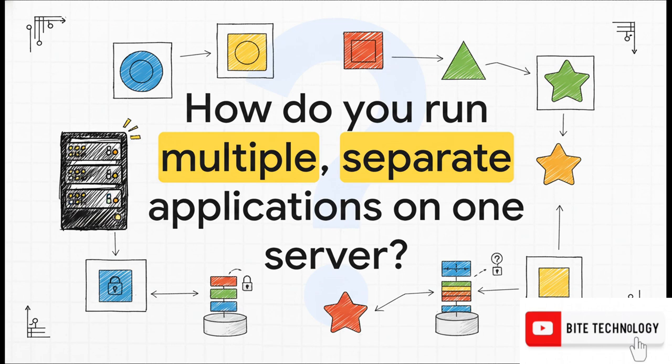So picture this. You've got one super powerful server, but you need to run your company's website, its database, and some new analytics tool all at the same time. How do you keep them all separate so if one of them has a bug and crashes, it doesn't take everything else down with it? This is the fundamental challenge that both VMs and containers were born to solve.